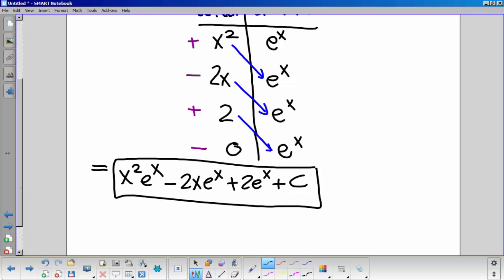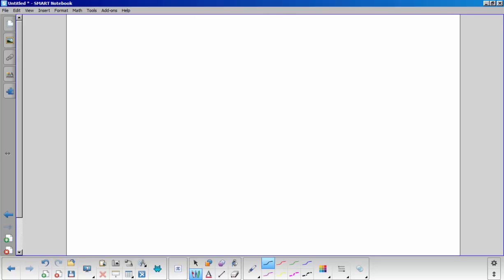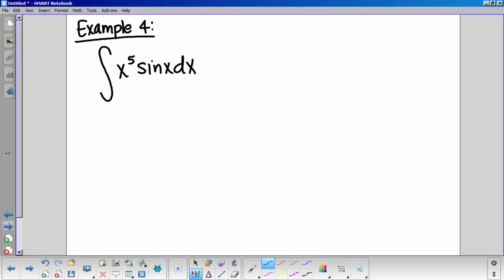All right, so let me do another example for you. Example 4. Let's say we're doing the integral of x to the 5th times sine x dx. Now we had to do x squared e to the x twice, didn't we? So x to the 5th means I'm going to have to do this 5 times. But I have a shortcut: the tabular method. So this works for these kind of problems.